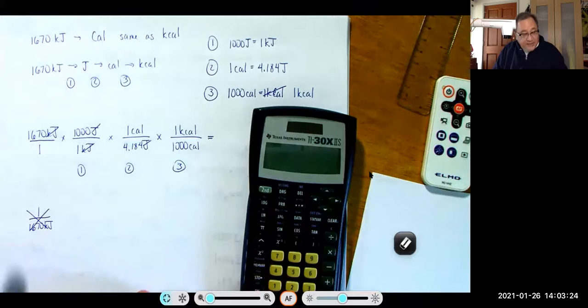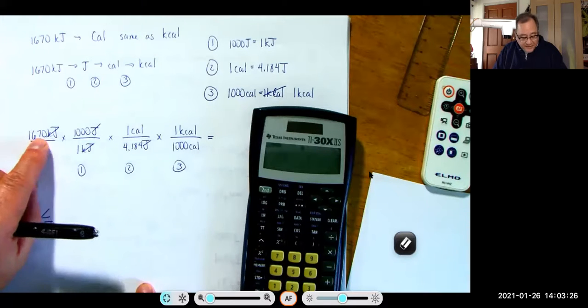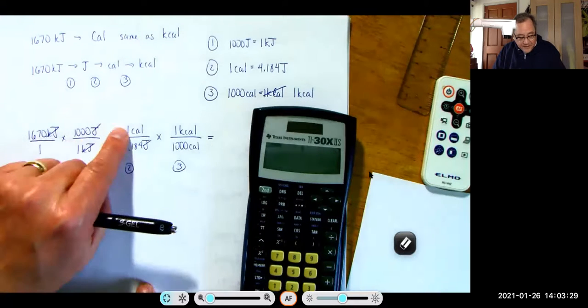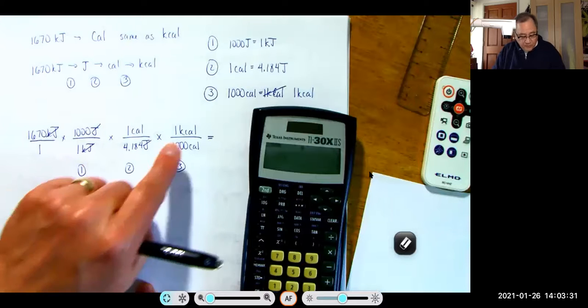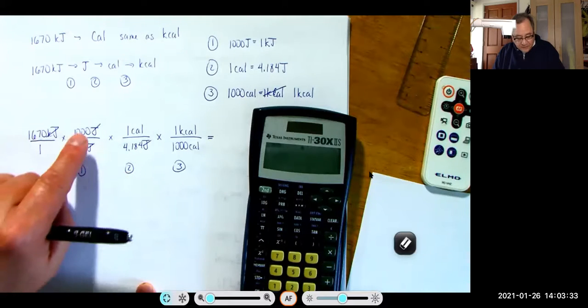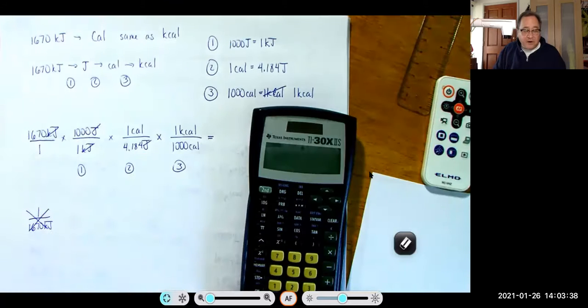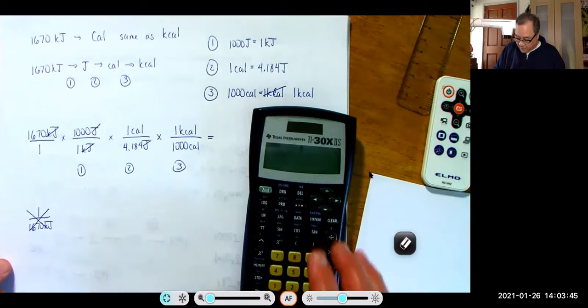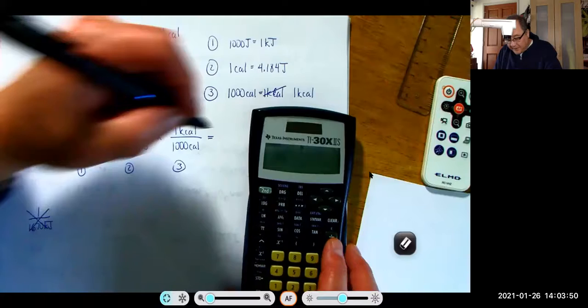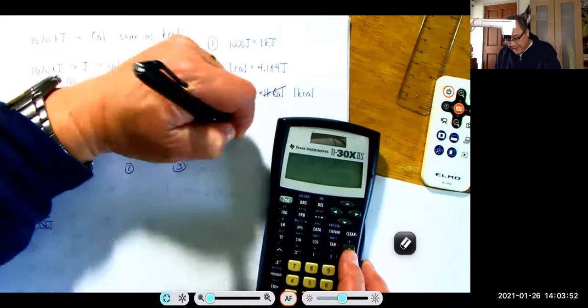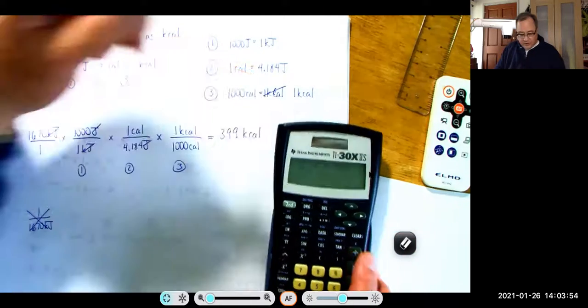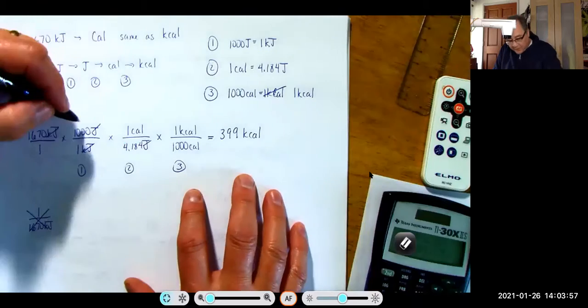And this has 3 significant figures. This is infinite, this is infinite, and 4, and this is infinite. So when we're looking at 3, infinite, 4, infinite, the number of significant figures we're going to have in our answer is 3. So 1,670 divided by 4.184, and I get 399 kcals. So we have successfully converted.